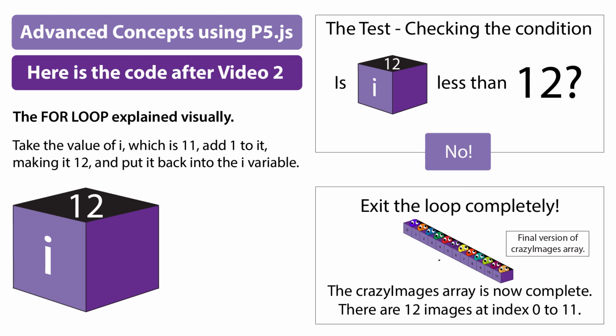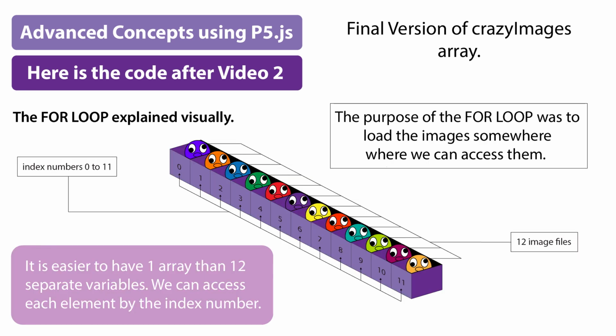So when I is 12, we check the condition again. Is 12 less than 12? No. So we exit the for loop, and now we have our final version of the for loop. So we have 12 image files at index numbers 0 to 11. The whole purpose of the for loop was to have somewhere to put these images.